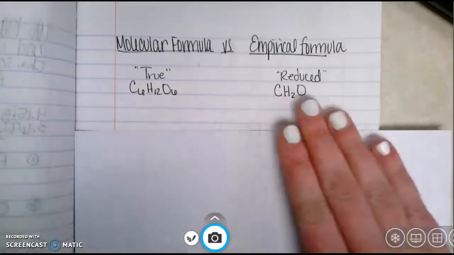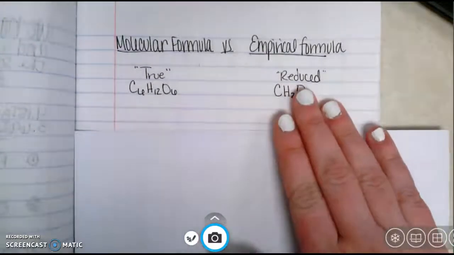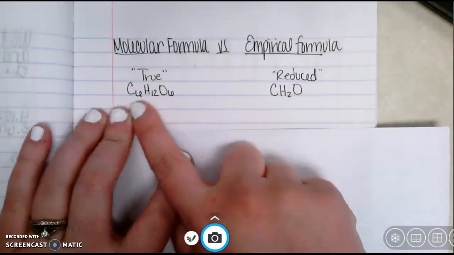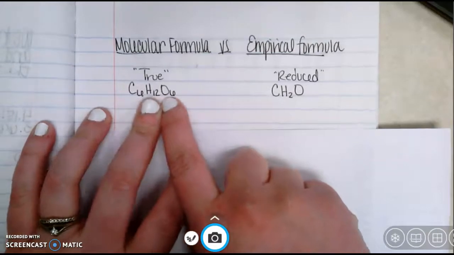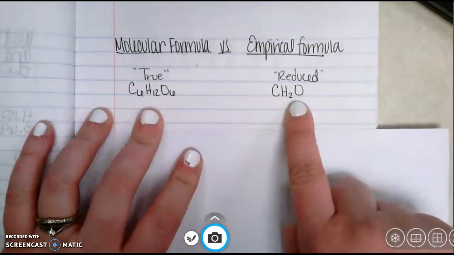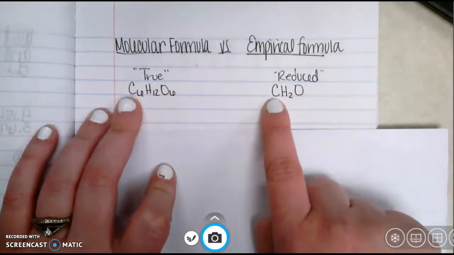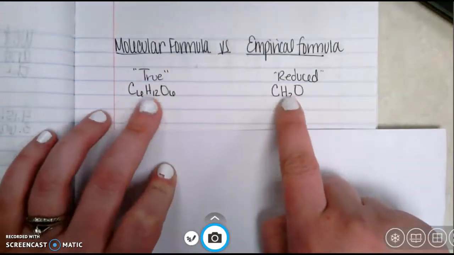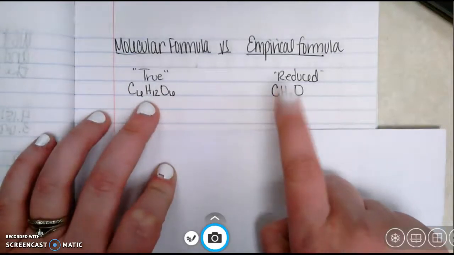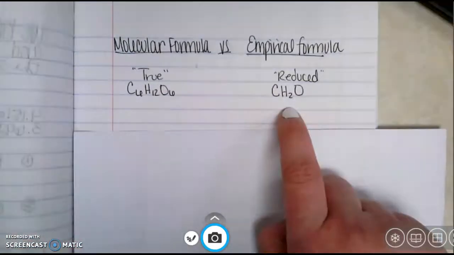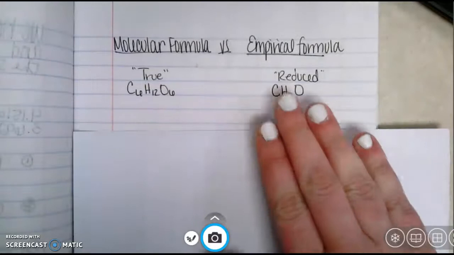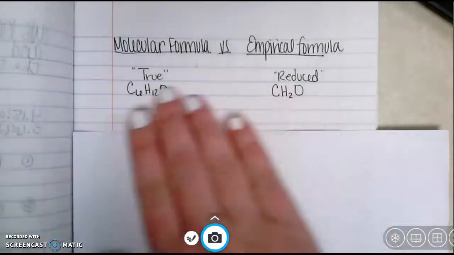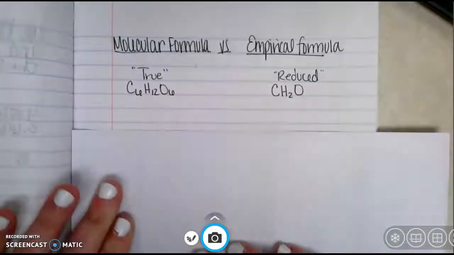Okay, now your empirical formula is your reduced or your lowest ratio. So we can see over here that if we take these numbers and reduce them all down, we're going to end up with this. So this is our ratio. For every carbon, we have an oxygen, and for every carbon, we have 2 hydrogens. Okay, so this is your empirical, this is your molecular. Now in the last video, we found empirical formulas. Today we are going to find molecular formulas, okay?